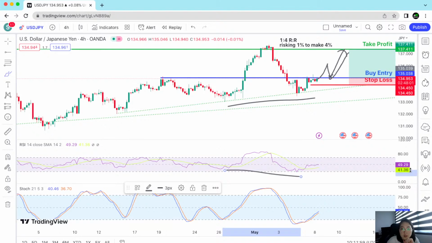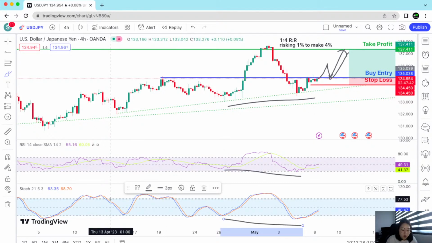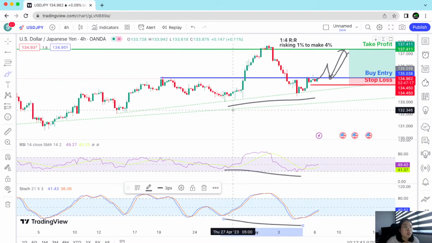I don't feel confident about this buy anymore. I'm going to scratch this plan. We are going to invalidate the idea. I think I'm going to skip this buy for USDJPY. It can very much still go up, but the indicators are just telling me a different story. If the indicators are telling me a different story, I am not going to go against the indicators. I am going to trust the indicators and I'm just going to stay out.